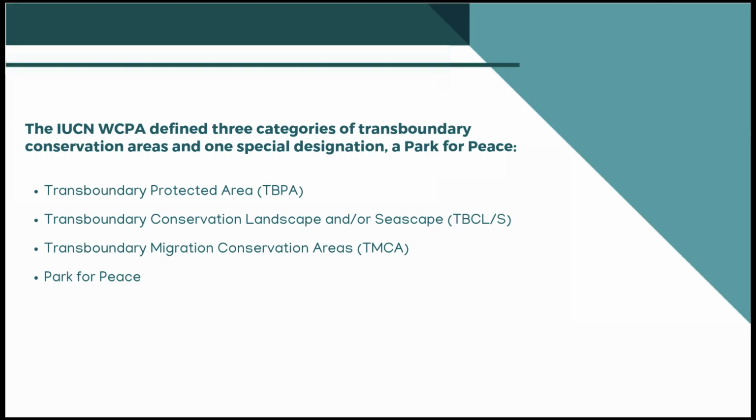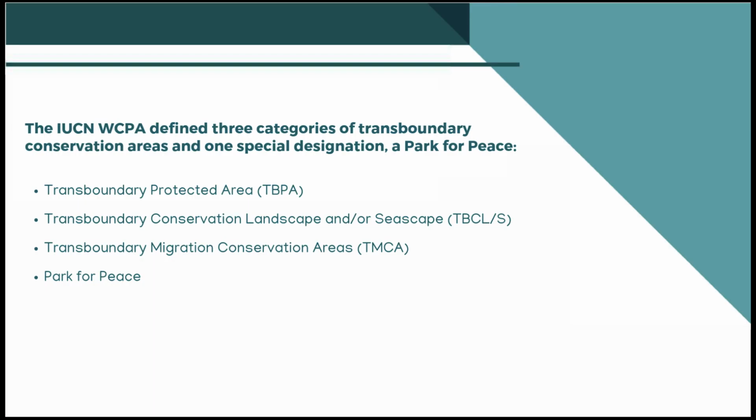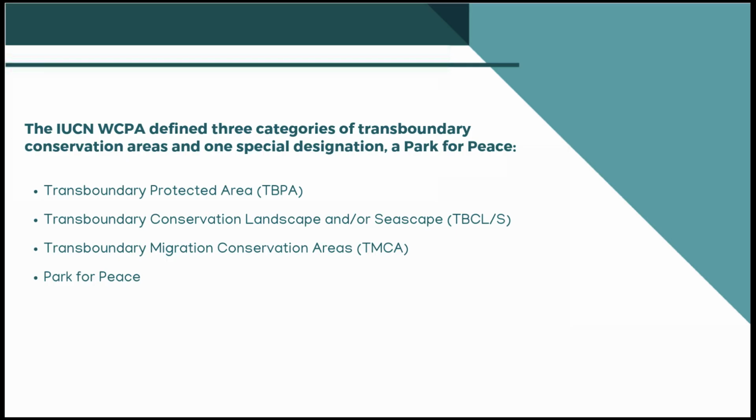The second category is the transboundary conservation landscape and/or seascape, which is an ecologically connected area crossing 1 or more international boundaries, including both protected areas and multiple resource use areas, and involves some form of cooperation. The third category is the transboundary migration conservation area, which corresponds to wildlife habitats in 2 or more countries that are necessary to sustain populations of migratory species and involves some form of cooperation.